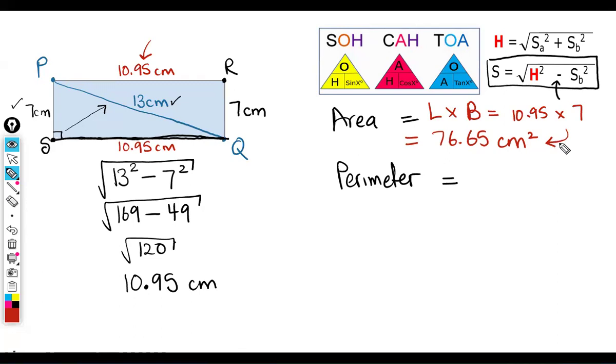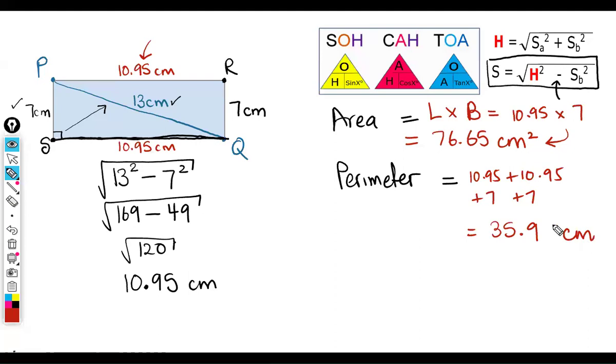from mine, okay? The perimeter, we just have to add up 1, 2, 3, 4. So let's just add them up, right? 10.95, we have 2 of that. And then we have to add 7 and the next 7, right? Just adding up all. 10.95. Anybody got this?